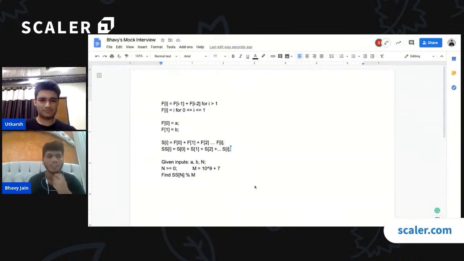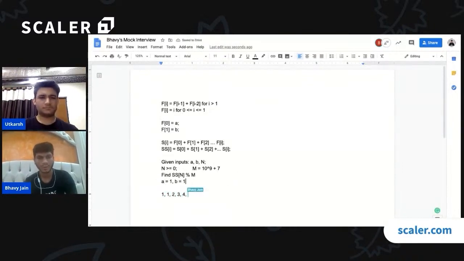So a naive approach would be to calculate all the Fibonacci series, then calculate the prefix sum of the Fibonacci series, which will give us S, and then calculate another prefix sum, which will give us SS of n. All right. So let's say the first two terms are A and B. Let's take some input, let's say A is equal to 1 and B is equal to 1. So the standard Fibonacci series: 1, 1, 2, 3, 5, 8, 13. And we can go on calculating this.